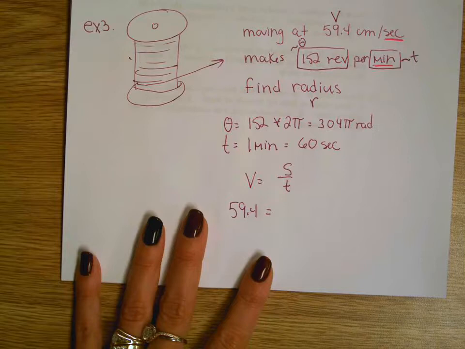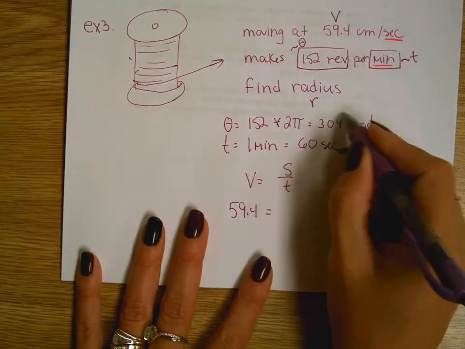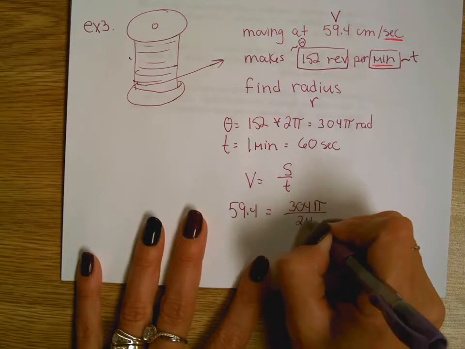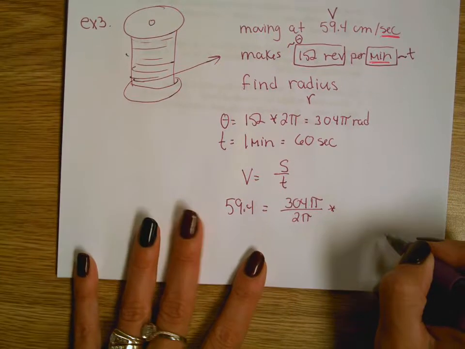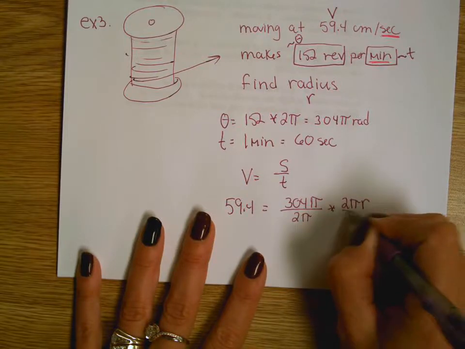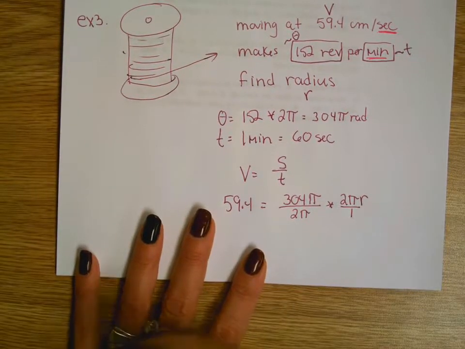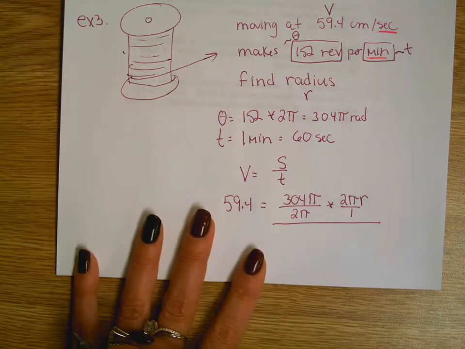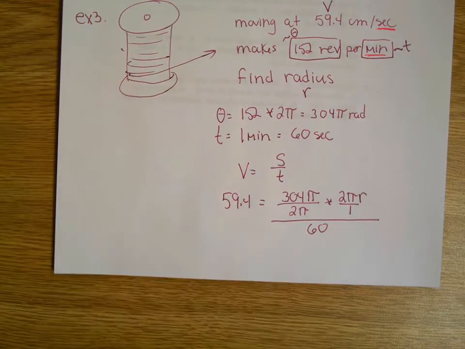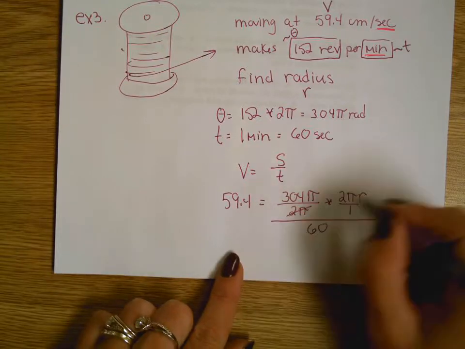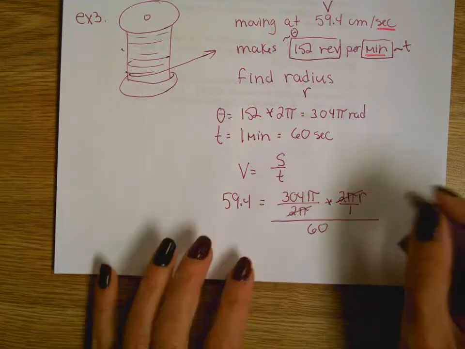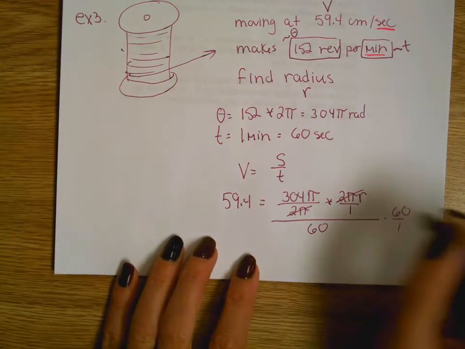S is your fraction times circumference. The fraction is our 304 pi divided by 2 pi. Our circumference is 2 pi r, and r is what we're looking for. So we're going to divide all that by our time of 60 seconds. So now it's your good algebra skills. Definitely cancel the 2 pi's. By going into radians, that just makes the formula a little bit easier. I think I'm going to times by 60 at this point. Get rid of that fraction first.